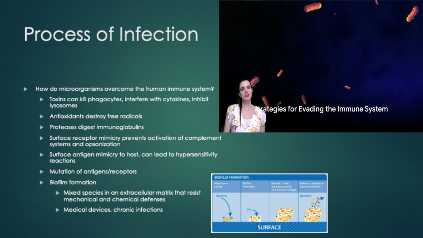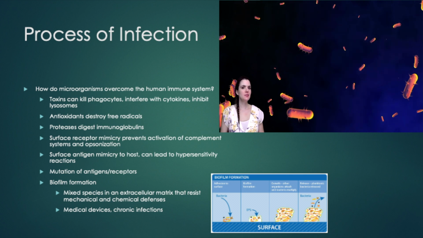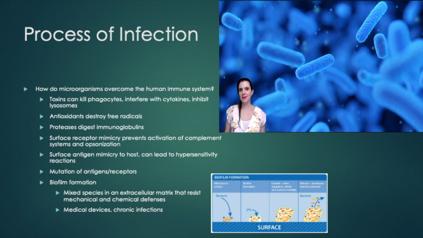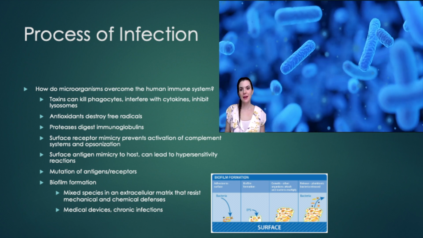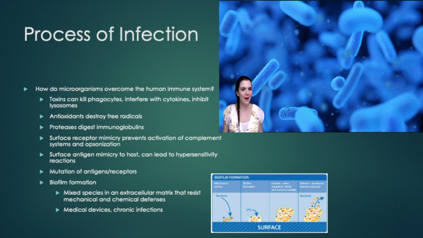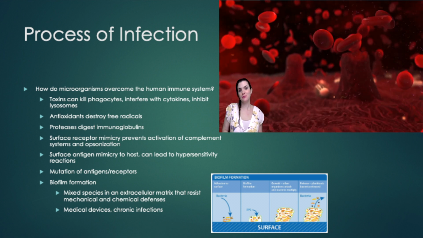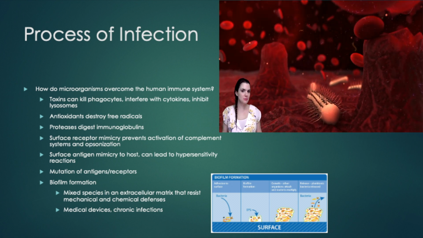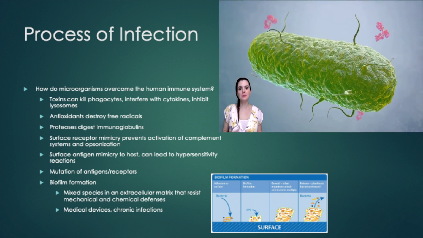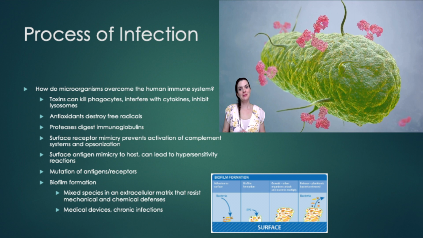Microbes must overcome the initial assault of human defense in order to survive and replicate. They have several strategies to assist them in evading or combating the immune system. Production of toxic substances can kill phagocytic cells, interfere with cytokine signaling, and inhibit the action of digestive lysosomes. Production of antioxidants can neutralize free radicals and reactive oxygen species produced by immune cells. Mimicry of surface receptors in the host allows the microbe to evade activation of complement systems and opsonization, or coating by immunoglobulin complexes, reducing phagocytosis of the microbe.